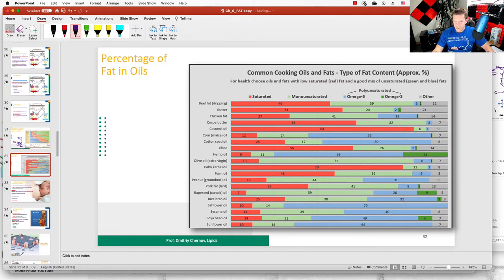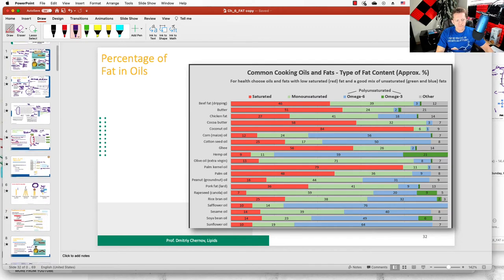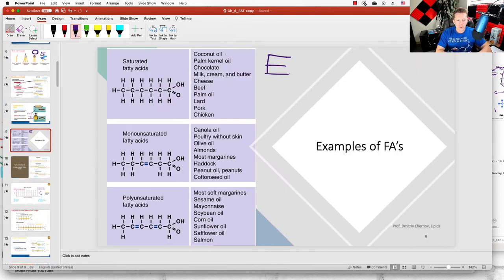This is also another example. Saturated, monounsaturated, omega-3, omega-6. We didn't discuss that, but we will discuss this clause towards the end of the lecture. All right. So coconut oil, palm kernel oil, chocolate, saturated.